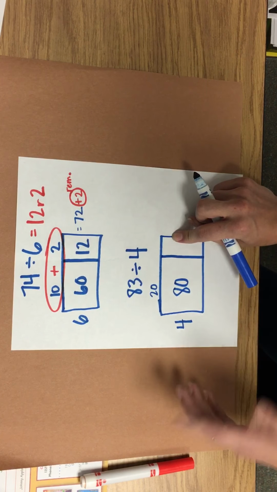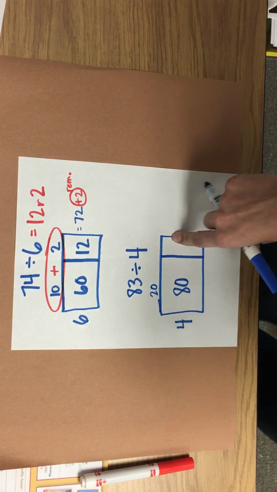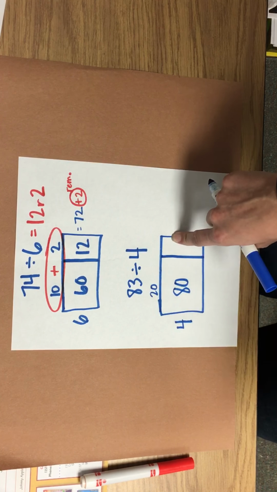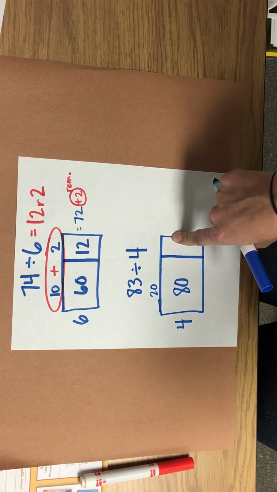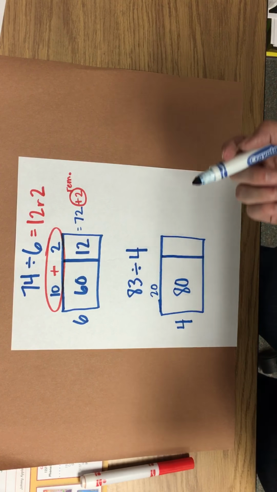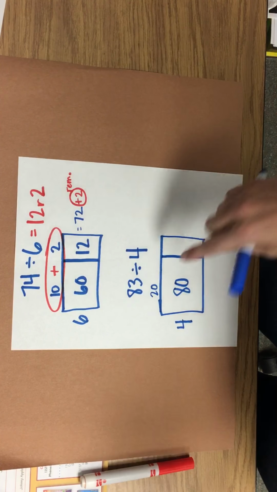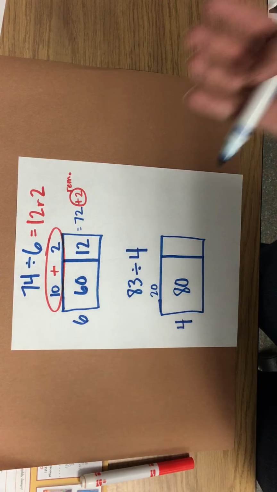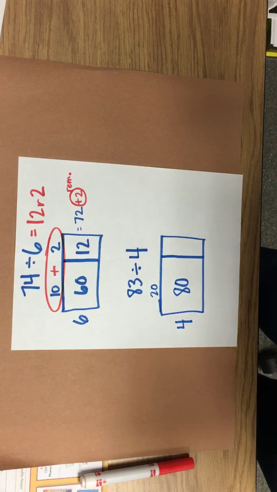But then I can't really add another group of 4, because if I add another group of 4, I'm going to have gone over. And I can't go over in division. It's like saying I've got 83 apples and I'm going to split them into 21 groups. Well, I can't split them into 21 groups because I'd be short apples.